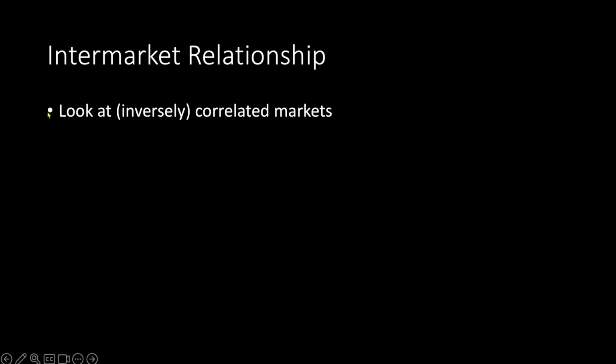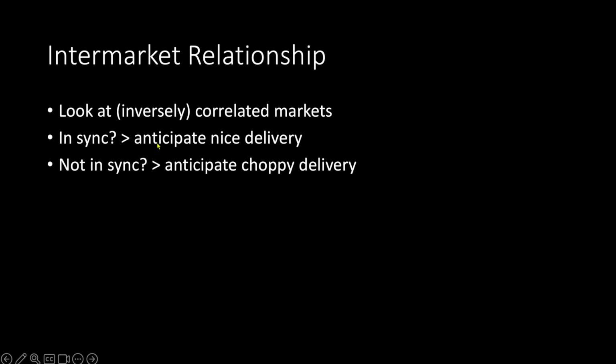Intermarket relationship. First of all, you need to look at correlated markets or inversely correlated markets to determine whether or not these markets are moving in sync. If they are moving in sync, we can anticipate nice delivery. If they are not in sync, we can anticipate choppy delivery. Nice delivery meaning very clean runs with a lot of PD arrays acting as resistance or support on price.